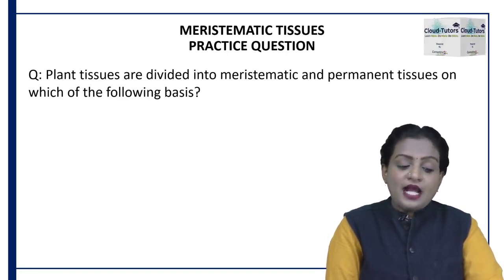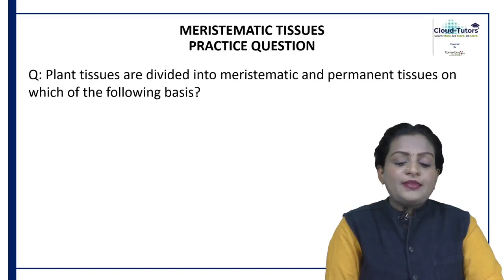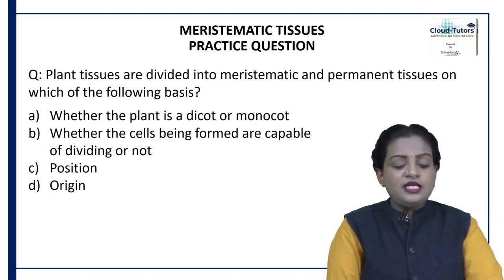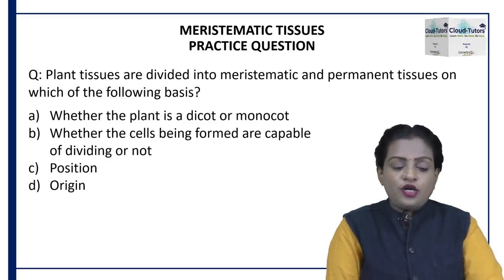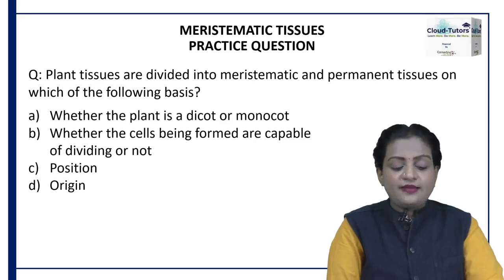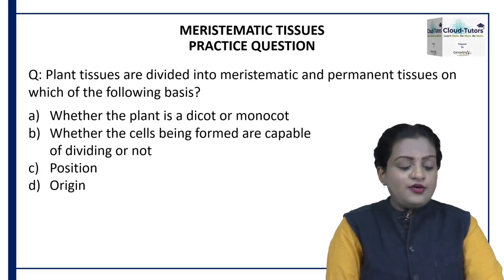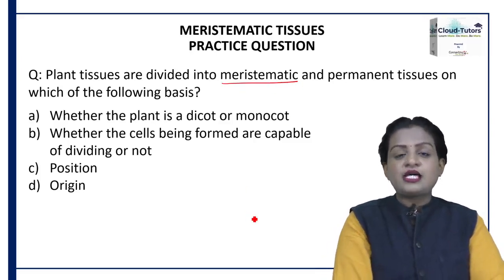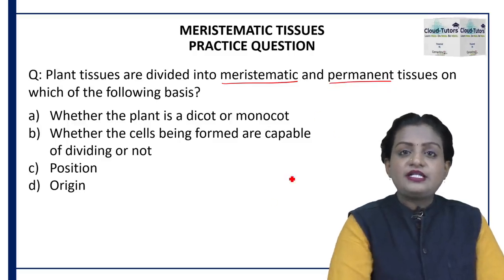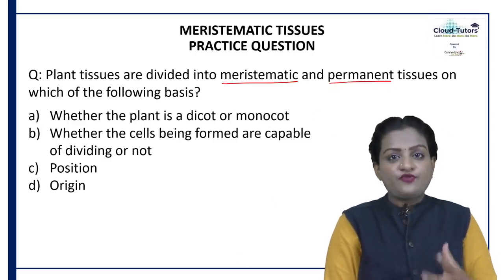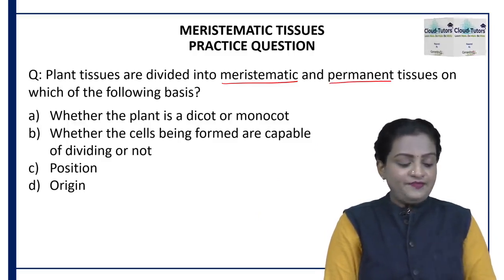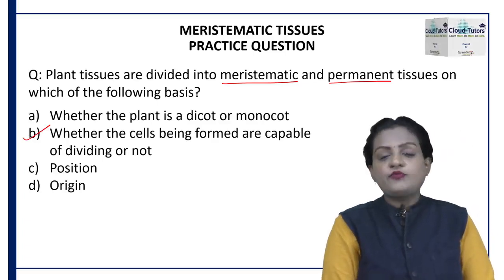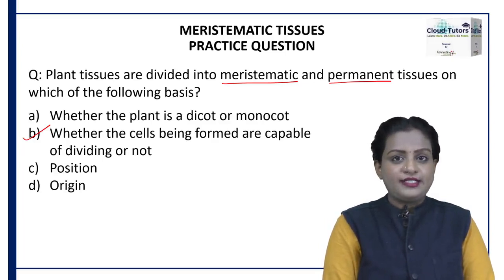Next question: plant tissues are divided into meristematic and permanent tissues on which of the following basis? Options: whether the plant is a dicot or monocot, whether the cells being formed are capable of dividing or not, position, origin. So we know meristematic cells or tissues are capable of dividing, whereas permanent tissues have achieved a permanent shape and function. So they do not divide. So the basis for their classification is option B, whether the cells being formed are capable of dividing or not.